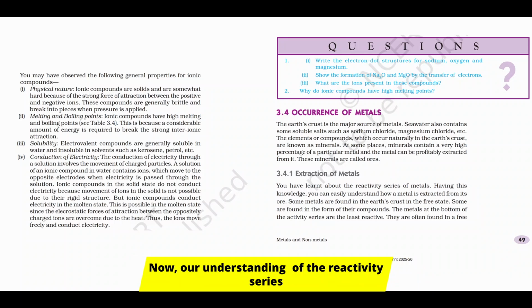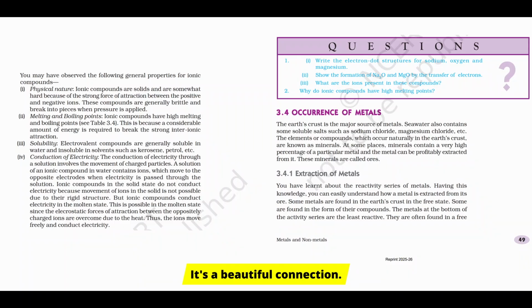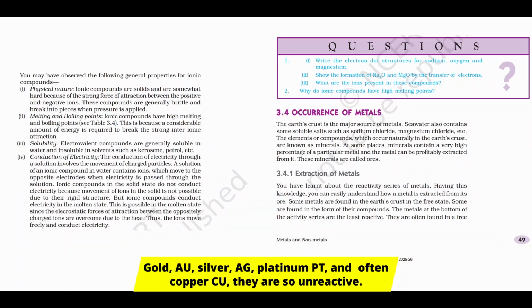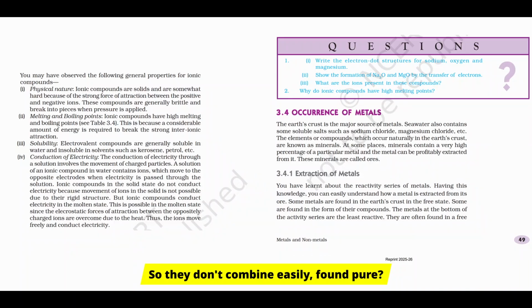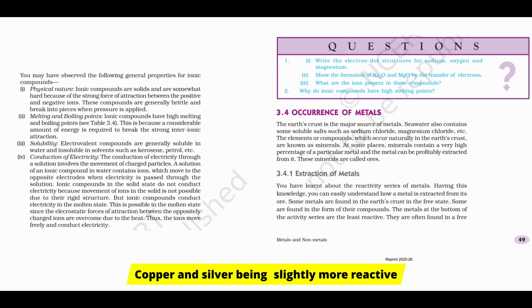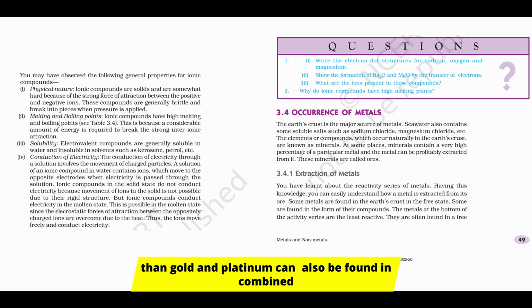Now, our understanding of the reactivity series directly correlates with how metals occur in nature. It's a beautiful connection. Think about the least reactive metals at the bottom of the series: gold, Au, silver, Ag, platinum, Pt, and often copper, Cu. They are so unreactive. So they don't combine easily, found pure? Often, yes. They are frequently found in the free or native state in nature as nuggets or flakes of pure metal. Copper and silver, being slightly more reactive than gold and platinum, can also be found in combined states, typically as sulfide, like Cu2S, or oxide ores.